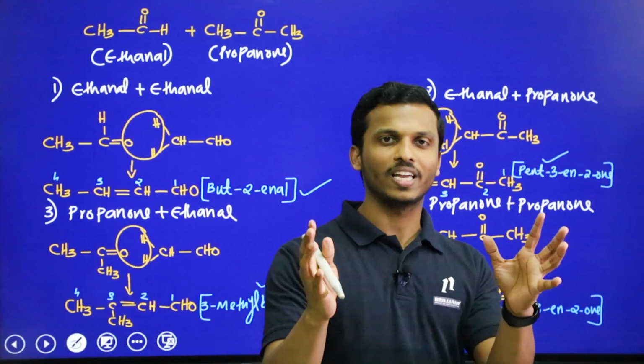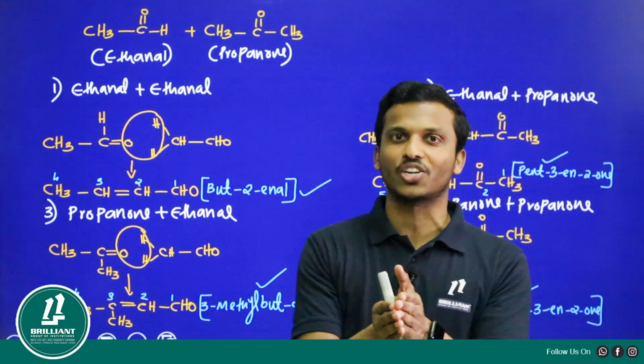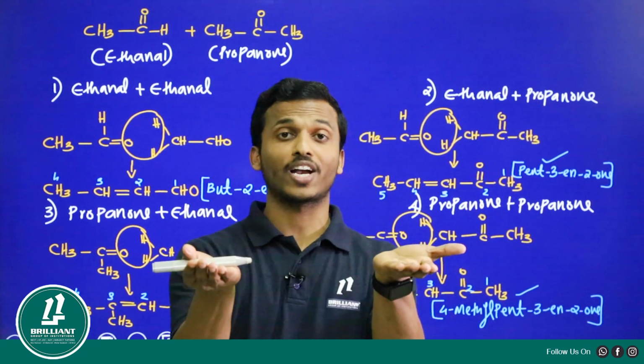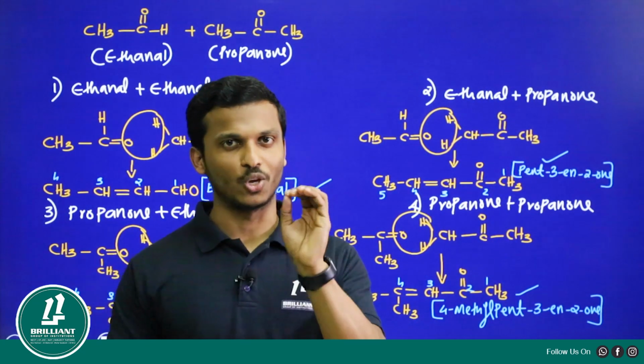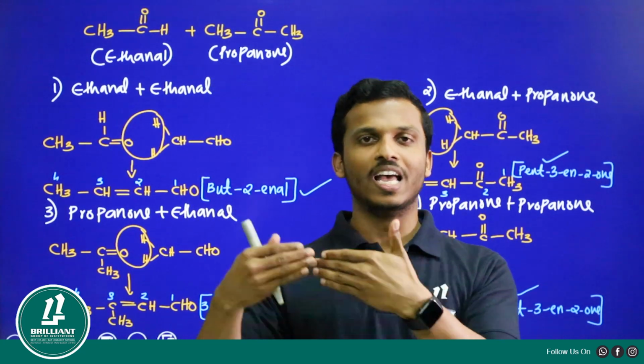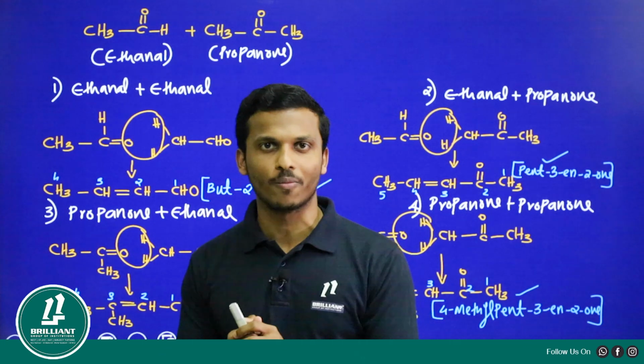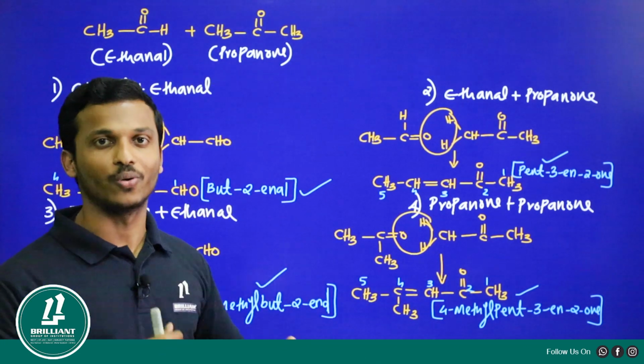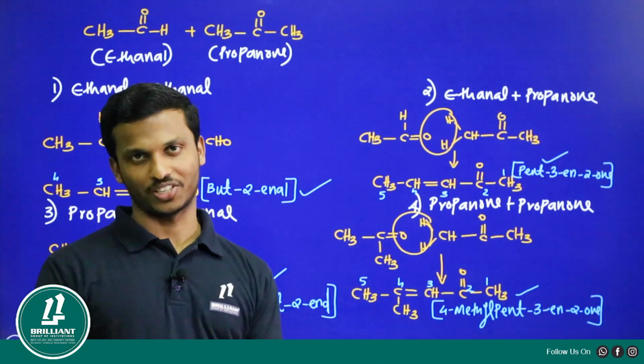So during an aldol condensation reaction, this is the reaction between two same species, so you will get a single product. But during cross aldol condensation, these kinds of 4 products can be formed. So through this simple idea, you can write the final product.